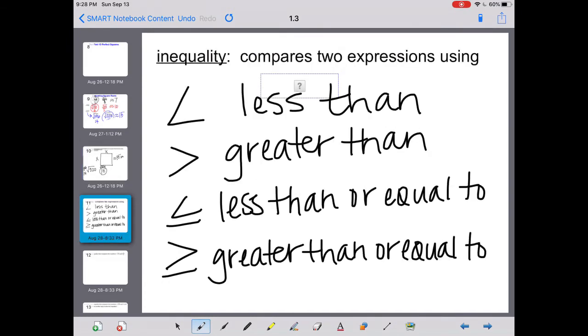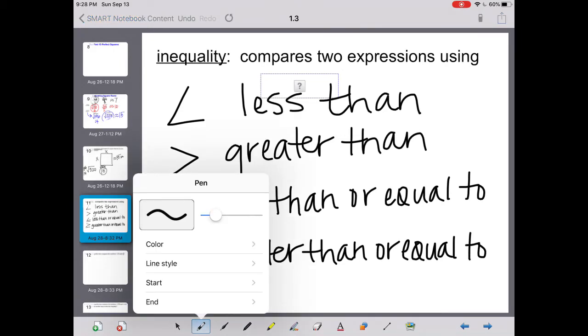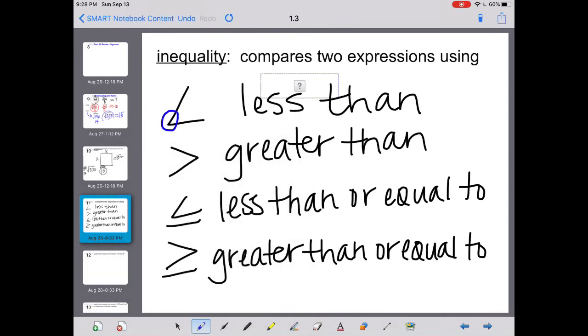All right, now we have a couple of vocab words for you. An inequality is a symbol that compares two expressions using one of these symbols, depending on the situation. This one, with the smaller side coming first, is less than. Open side first is greater than. And if it has a bar underneath the bottom, that means it could be less than or equal, or greater than or equal.